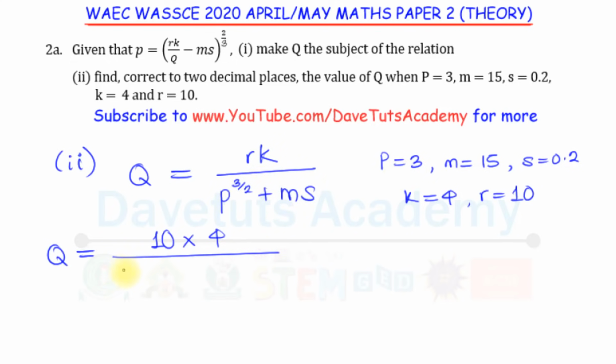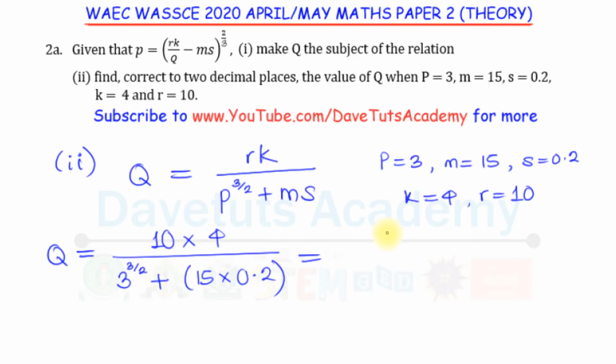P is 3. So we have this to be 3 raised to power 3 over 2. Okay. Plus, what's the value for M? M is 15. Then what's the value for S? That is 0.2. Now we need to be careful because we need to bring into our operation the technique of BODMAS or PEMDAS, whichever one you want to call it. That means we should solve the ones in bracket first.